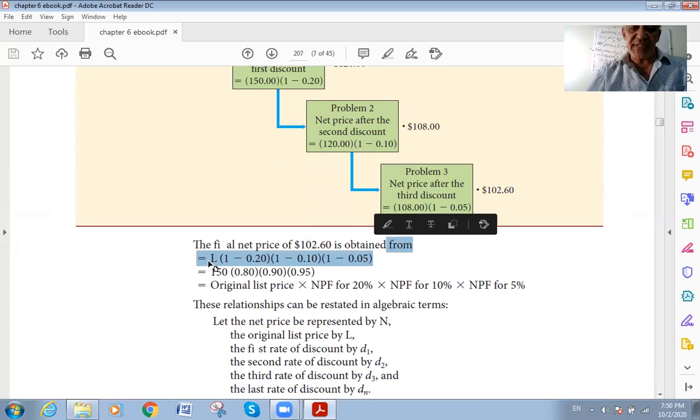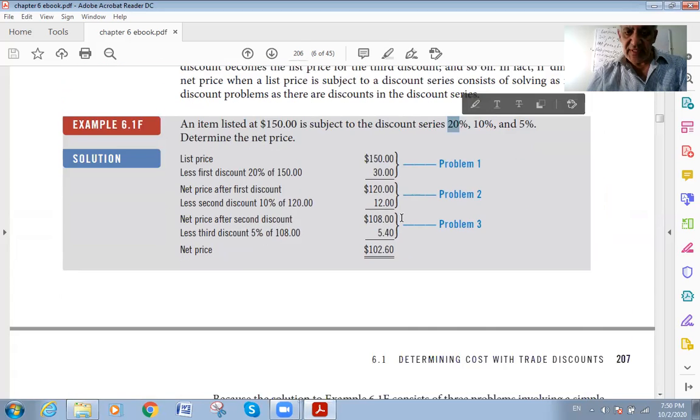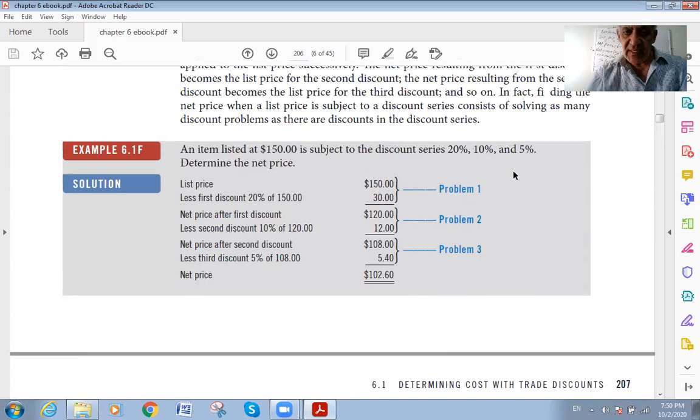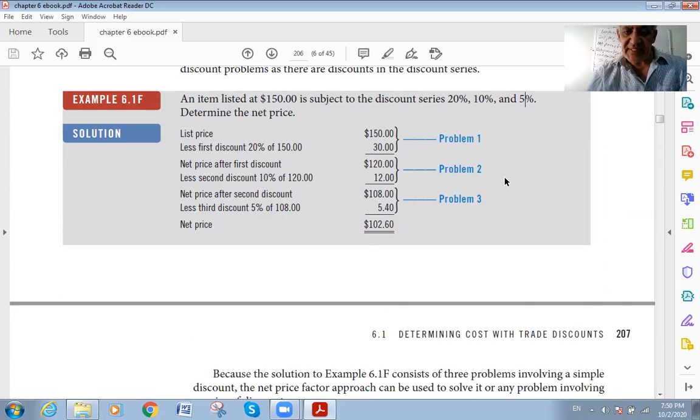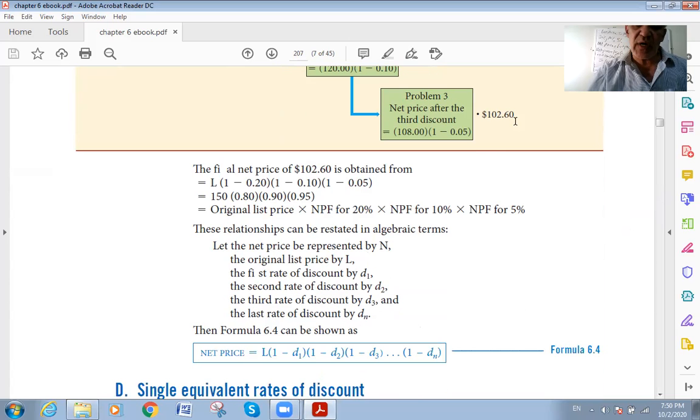So the rule is the least price multiplied by 1, which is 100%. This one is 100% minus 20%, which is the first deduction. Then 1 minus 10%, which is the second deduction, 10%. And 5%, which is the third deduction. So the least price multiplied by (1 minus 20%), (1 minus 10%) and (1 minus 5%) will give me 102.60, as I showed you on the board here before.